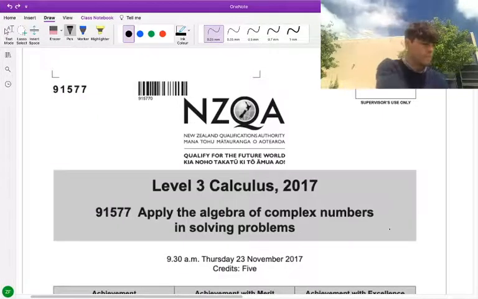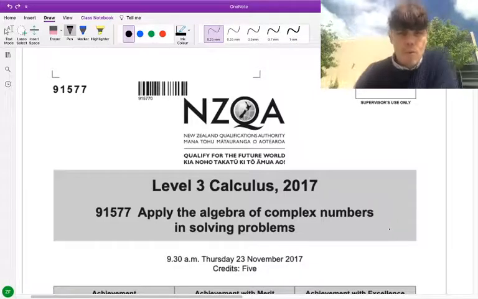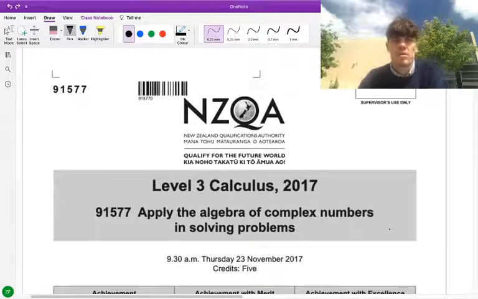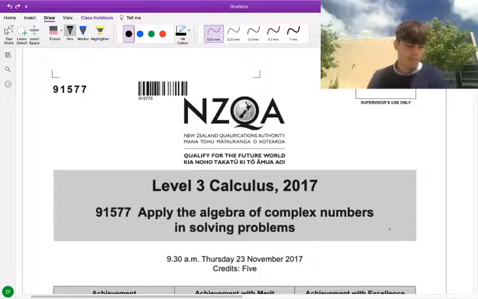Kia ora guys. I'm going to be going through the level 3 calculus external from NCEA. It's complex numbers from 2017.